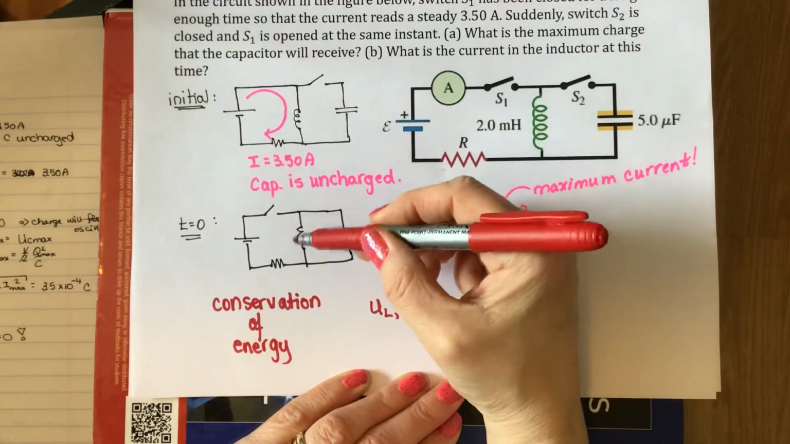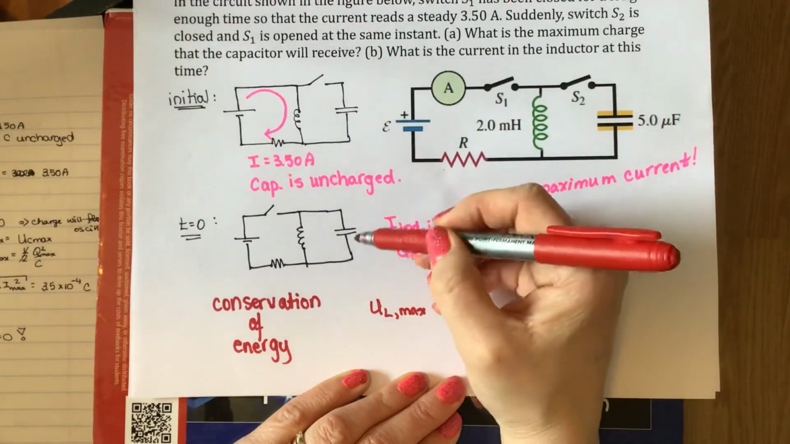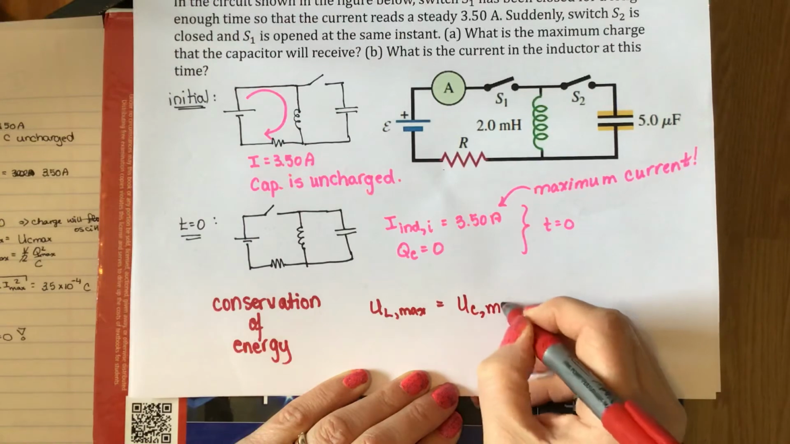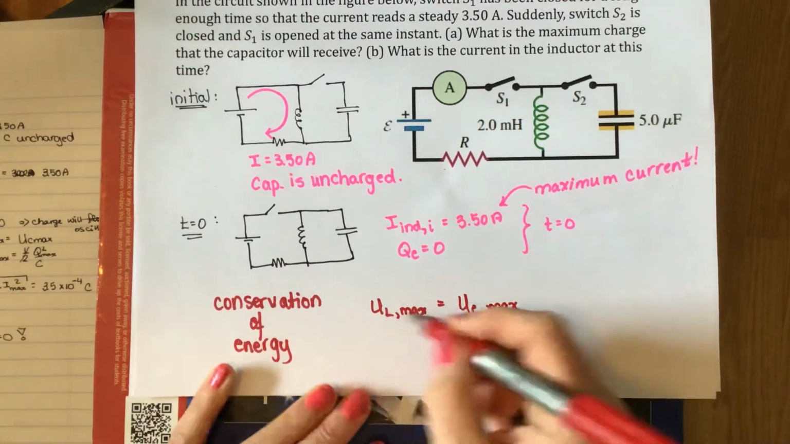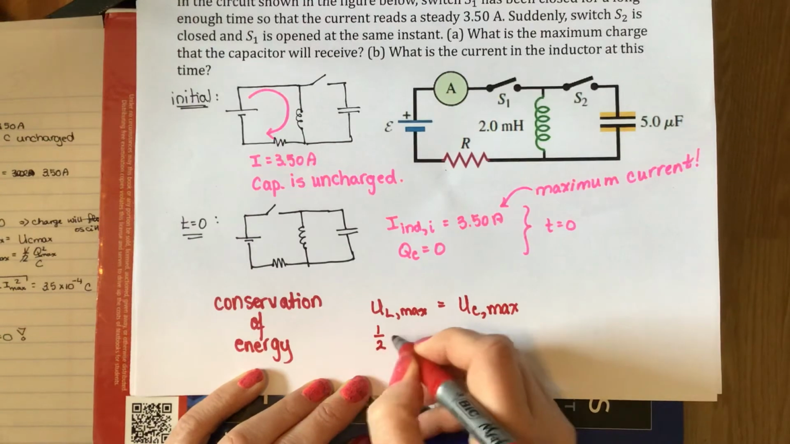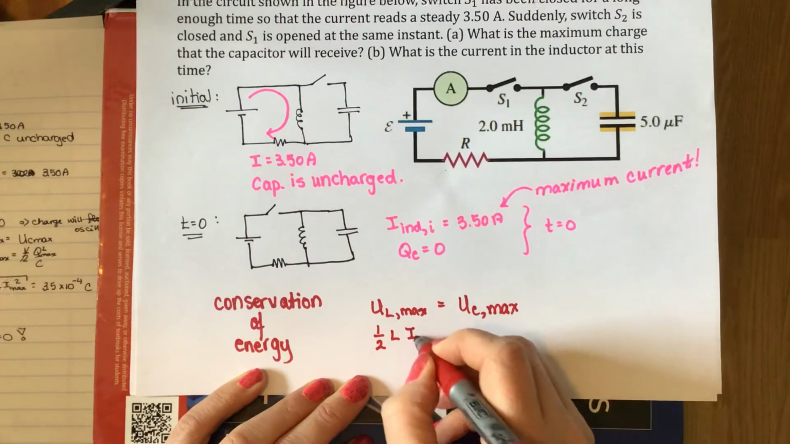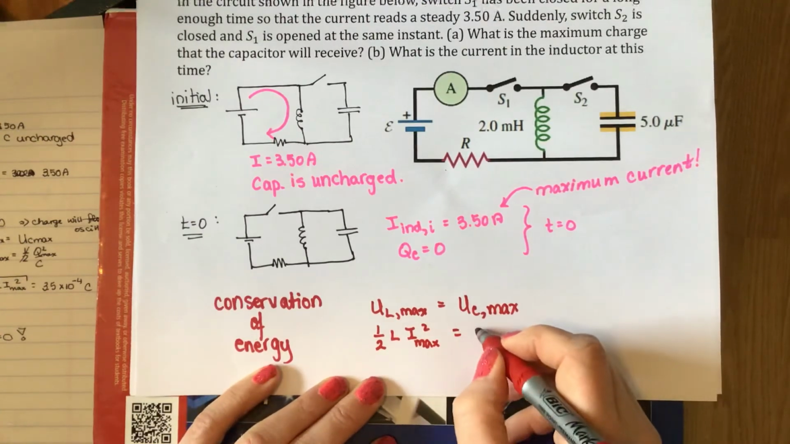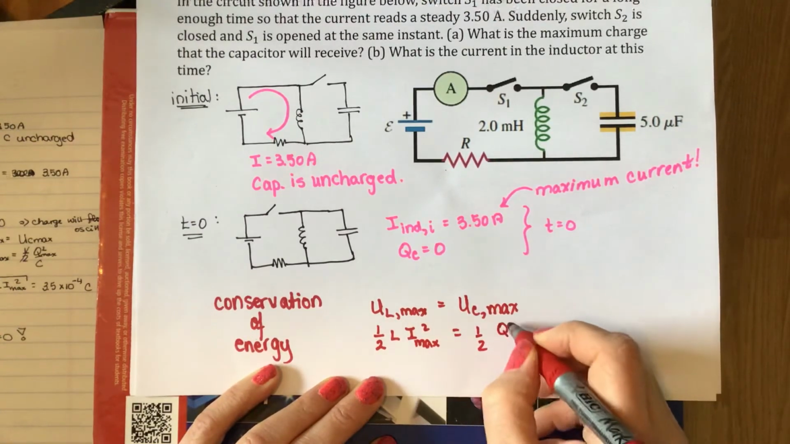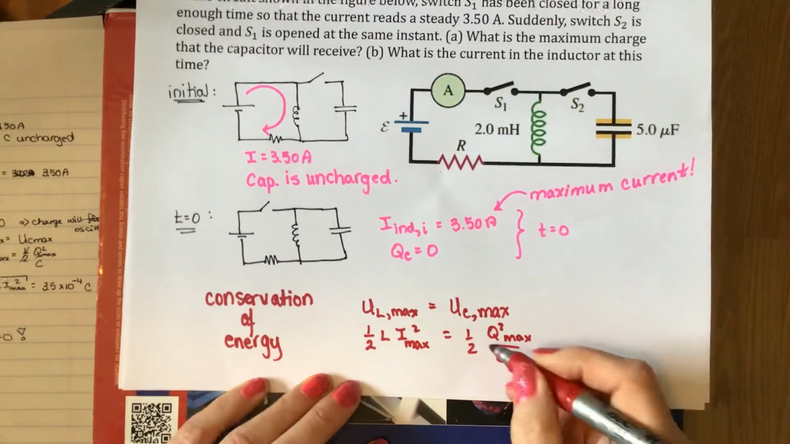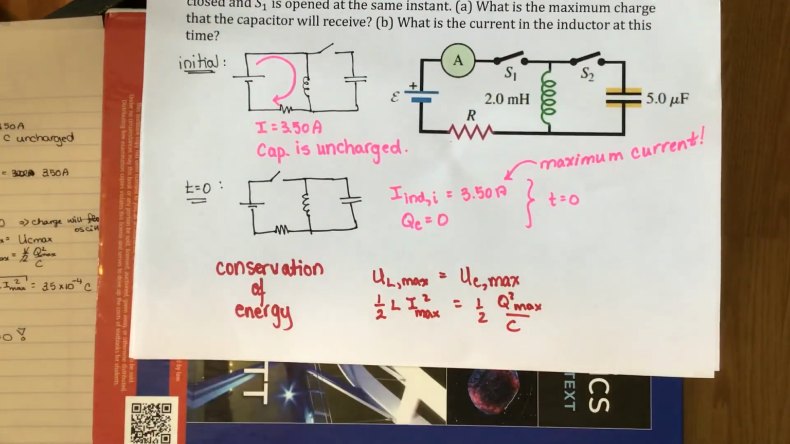So at time equals 0, all of the energy is here. At a different time, all of the energy would be here, and that's when the capacitor would have maximum potential energy. Let's fill in what both of those energies are equal to. For the inductor, it's a half times L times the maximum current squared. And for the capacitor, it's 1/2 times the maximum charge squared divided by the capacitance. So we can solve for the capacitance.